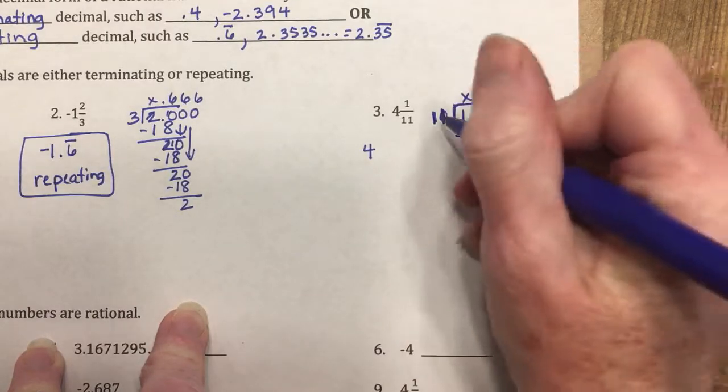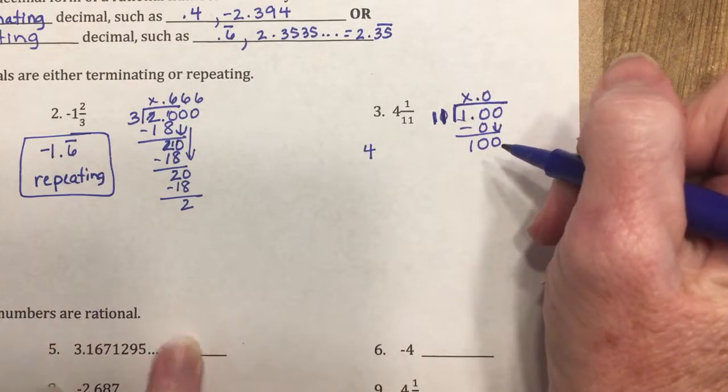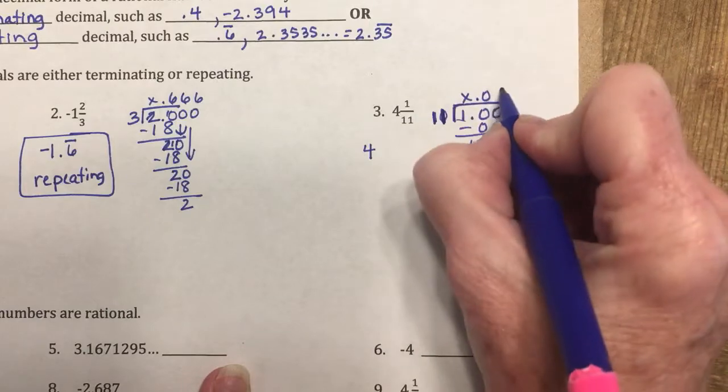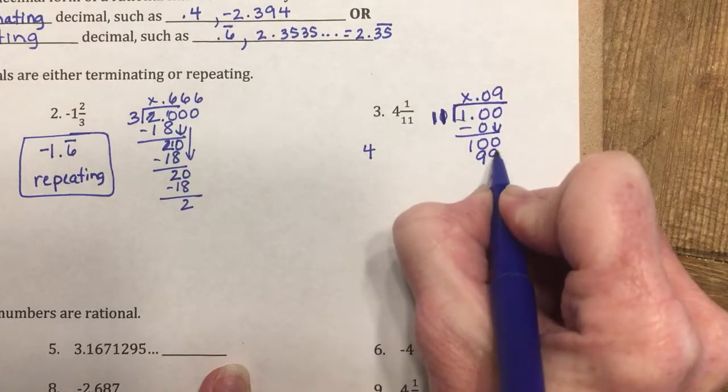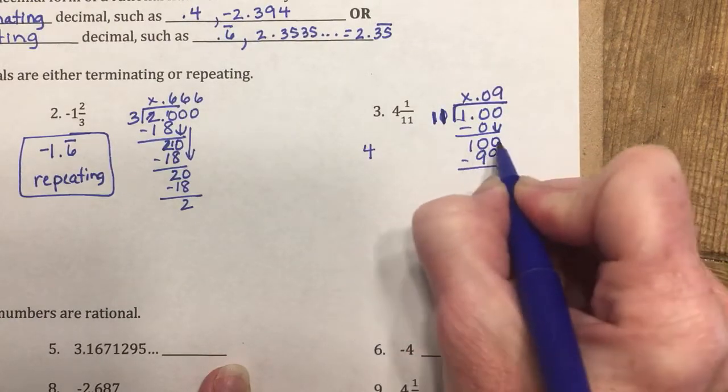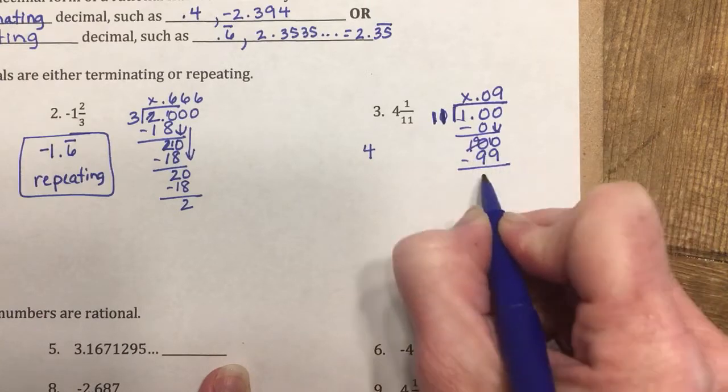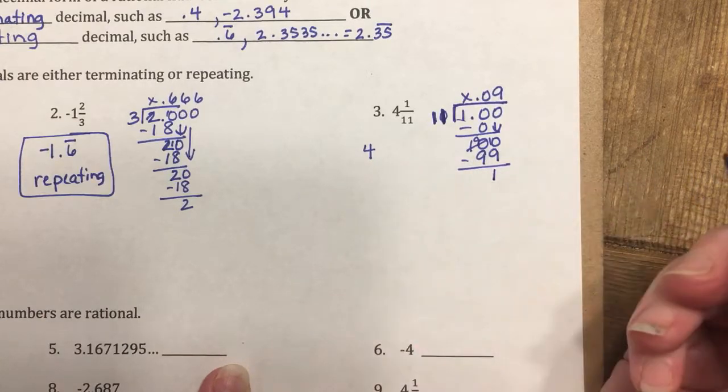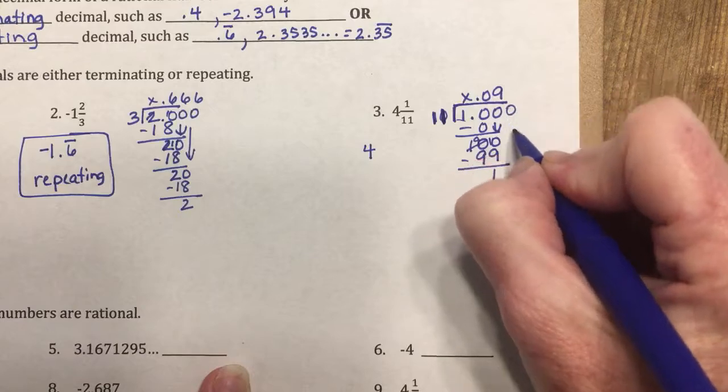11 will go into 100, so now I can divide 11 into 100. It'll go 9 times. 9 times 11 is 99. And then when I subtract, I'm going to get 1. All right. And so I'm going to bring down another 0.